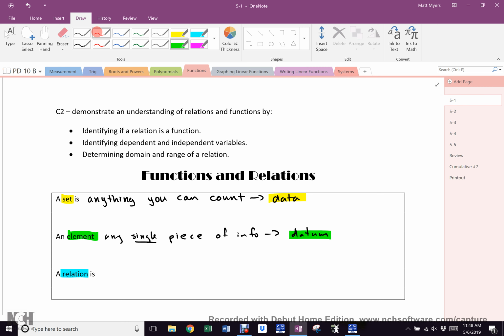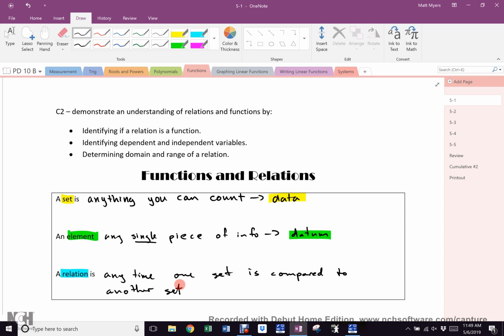A relation is any time one set is compared to another set. Okay? Anytime you take one set compared to another set, you have a relation in math class. Everybody cool? Everybody cool? All of you make up one set, yes?